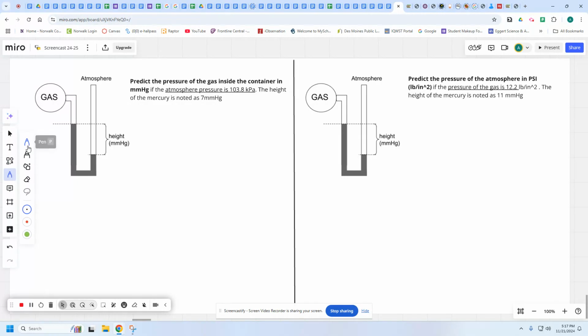solving for pressure. So in this case, I'm going to put a question mark on the gas container so I know that that's what I'm solving for. And it goes on to say I want that pressure solved in millimeters of mercury. And the atmosphere pressure is 103.8 kPa. Now, before I can even deal with the rest of the problem, I have to realize that the height of the mercury is noted as 7 millimeters of mercury.